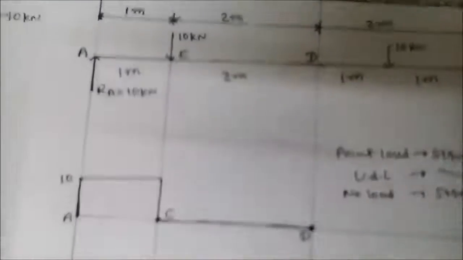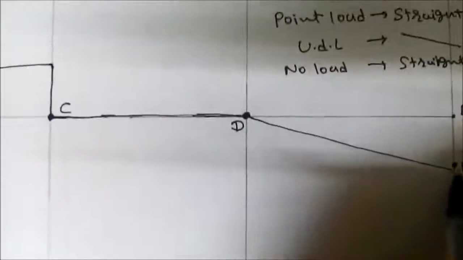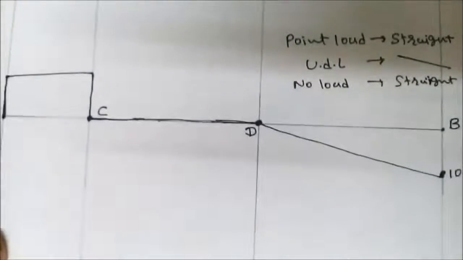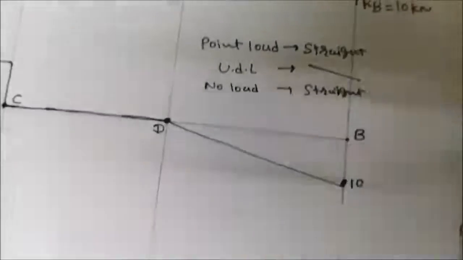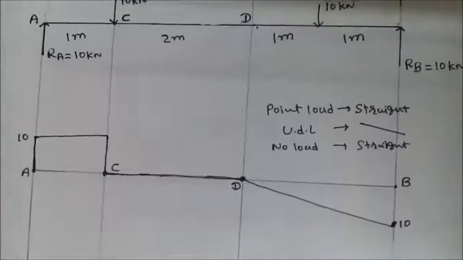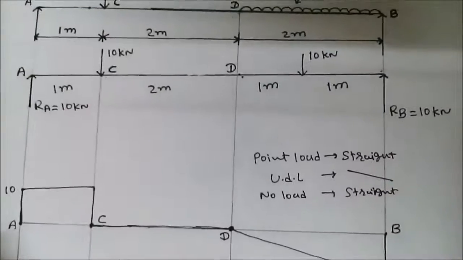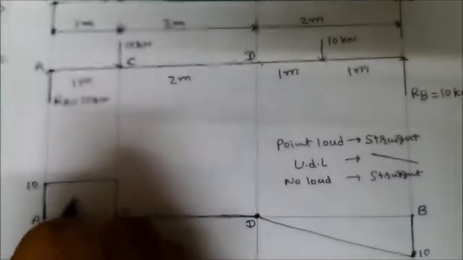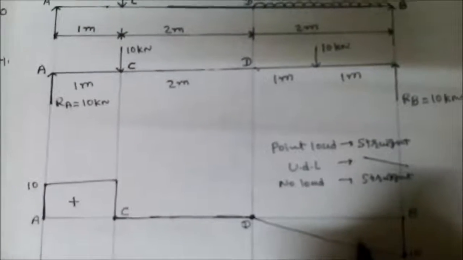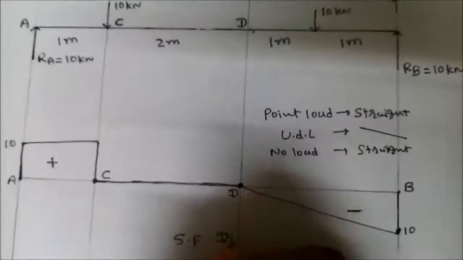Between D to B there is UDL. So UDL means inclined line. If we consider last reaction force, then our answer is 0. So here again draw straight line. Clear? Upward positive and downward negative. So this is our shear force diagram.